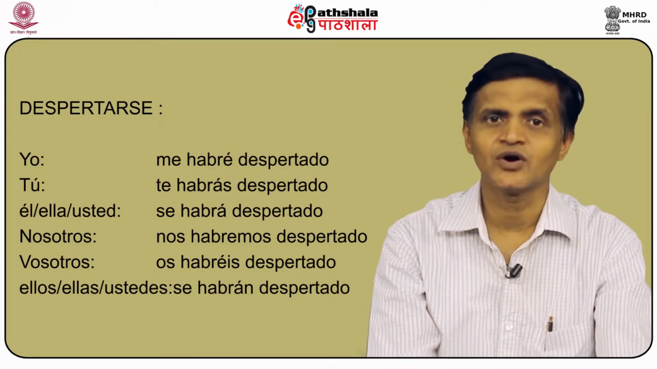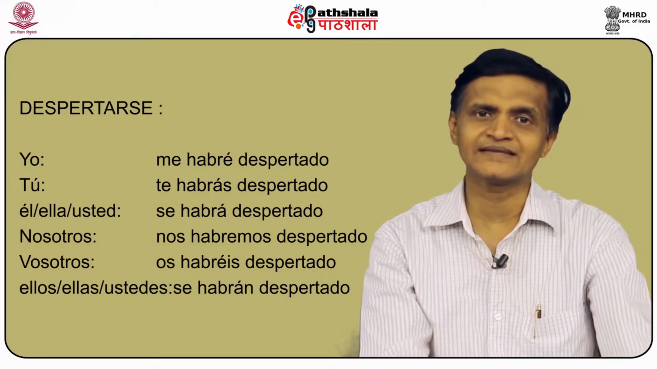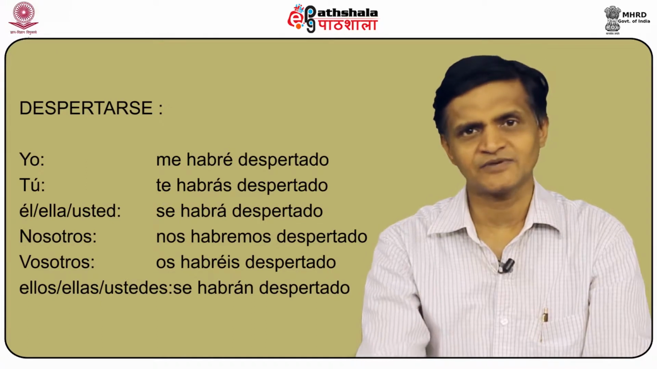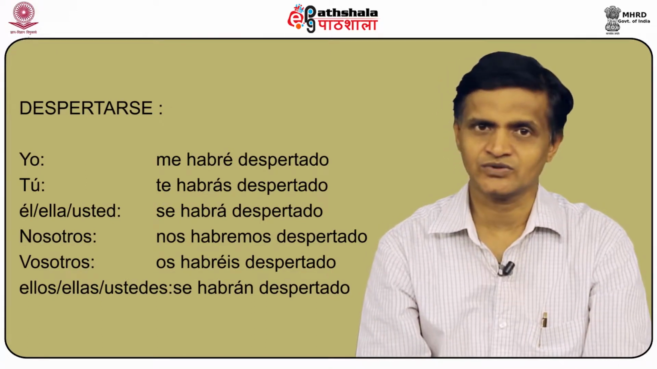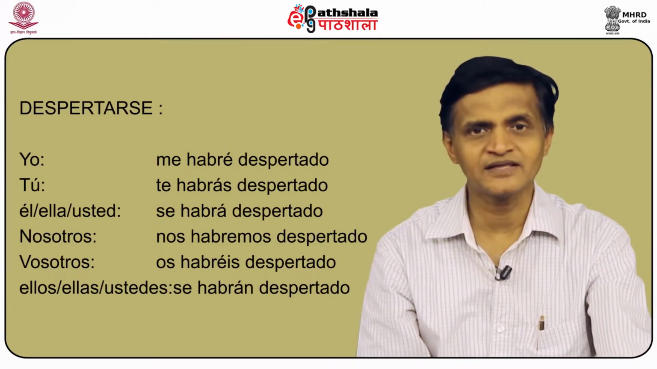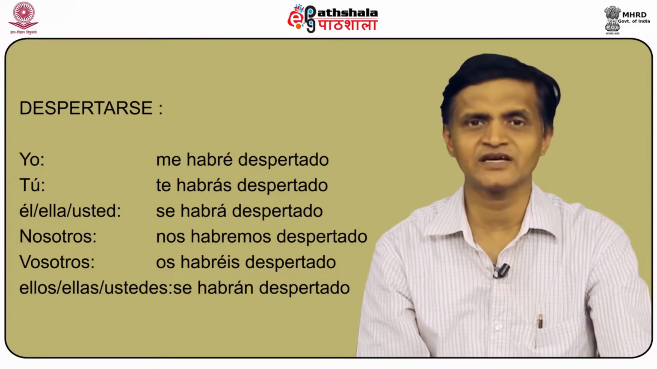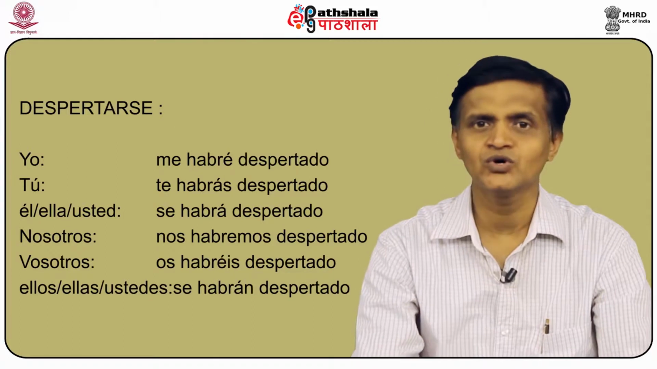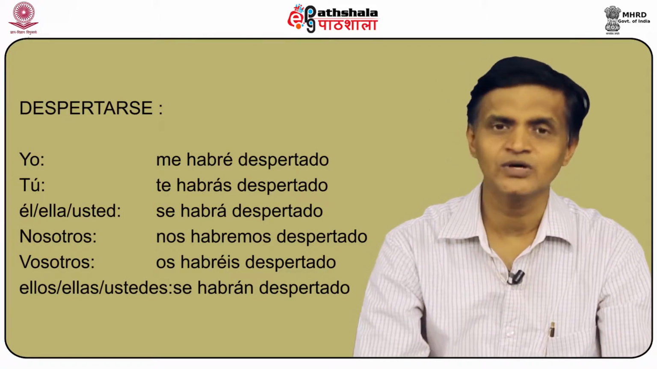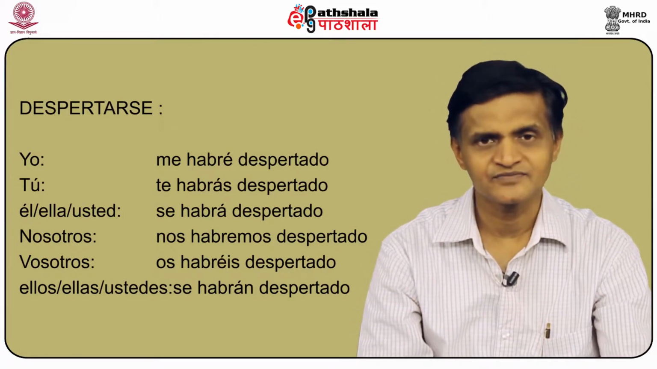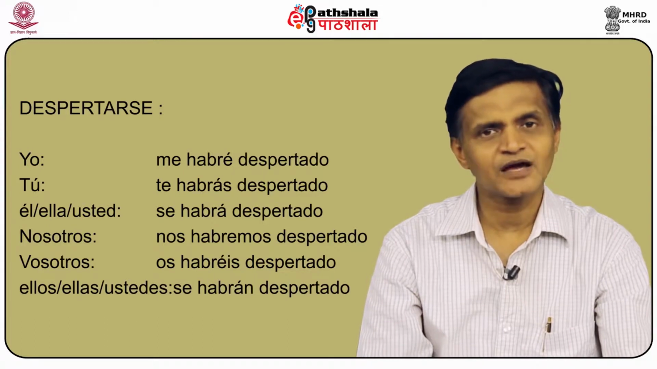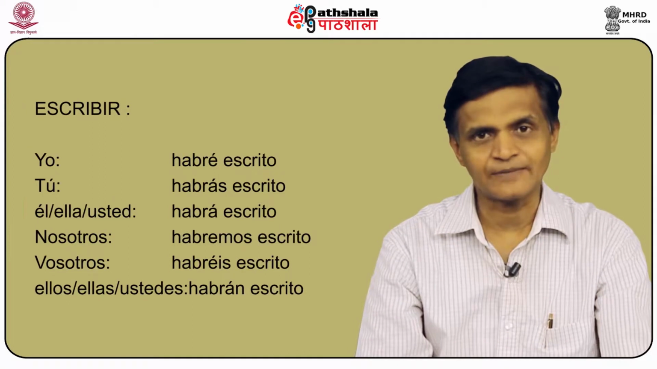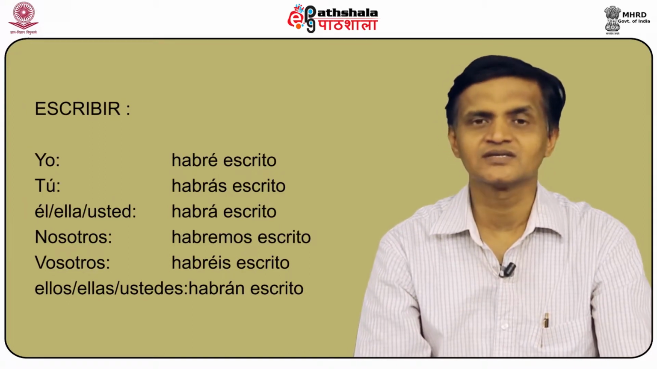It's very simple. All you have to do is to put the me, te, se and put the habré, habrás, habrá and the despertado, that's it. So it is me habré despertado, te habrás despertado, se habrá despertado, nos habremos despertado, os habréis despertado and se habrán despertado. Let us pick up an IR ending verb like escribir, for example, and see how it changes.